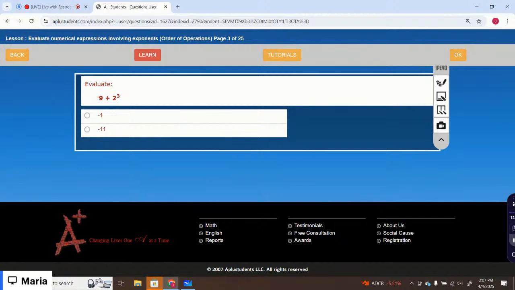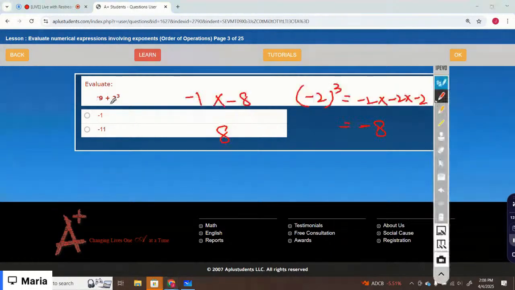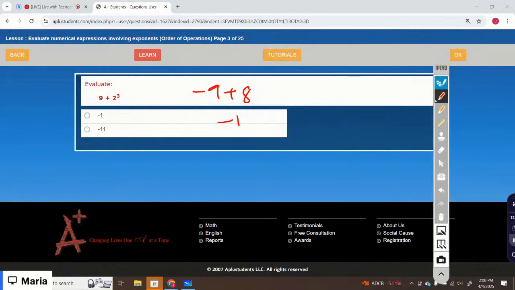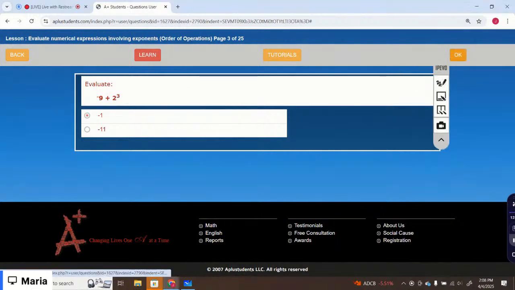-9 plus 2 cube. So 2 cube equals 8. -9 plus 8 equals -1. Option number 1 is the correct option.